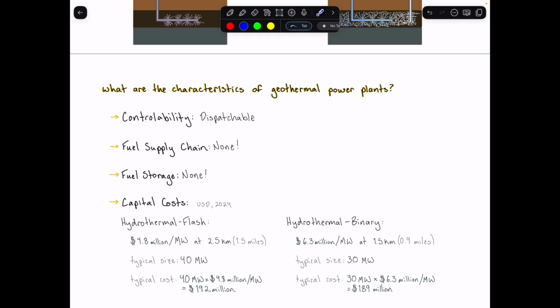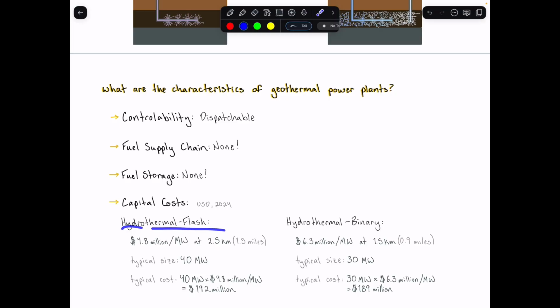So, just to remind you guys, a hydrothermal flash power plant has hot rocks that are typically above 182 degrees Celsius, and it's in a region that has naturally permeable rocks and a natural underground reservoir. And here, for a system that drills about 2.5 kilometers underground, the typical cost is $4.8 million per megawatt. And why I've included the depth is because it's actually quite expensive to drill. So the further a power plant has to drill down, the more expensive it's going to be. So that's why I'm including that here.